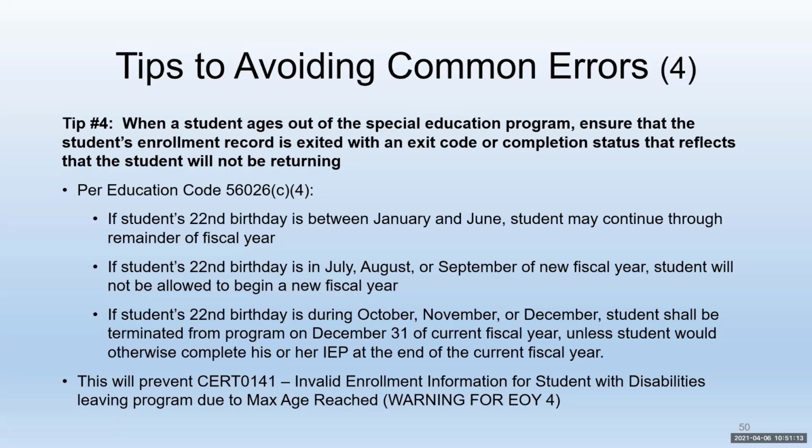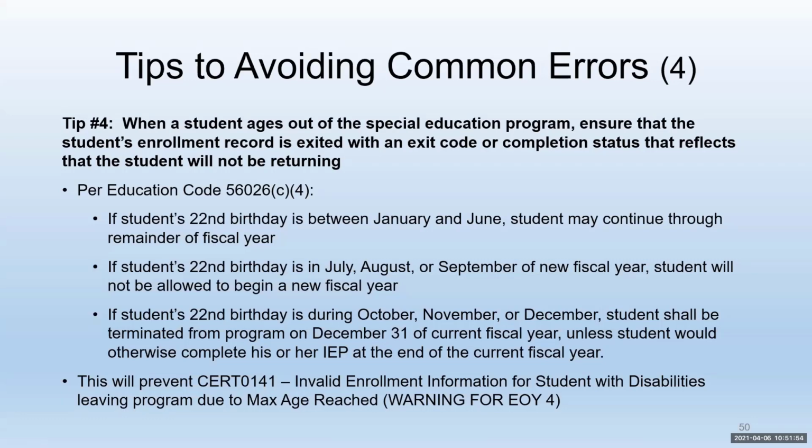If a student's 22nd birthday is between January and June, the student can continue through the remainder of the fiscal year. They don't age out until the end of the fiscal year. If the student's 22nd birthday is in July, August, or September of a new fiscal year, the student will not be allowed to start attending school. I got some service tickets last year about students whose birthdays were in those months and the LEA had enrolled them. They should not have enrolled them because they're not eligible for services in the new fiscal year. And then lastly, if the student's 22nd birthday is during October, November, or December, the student shall be terminated from the program on December 31st.